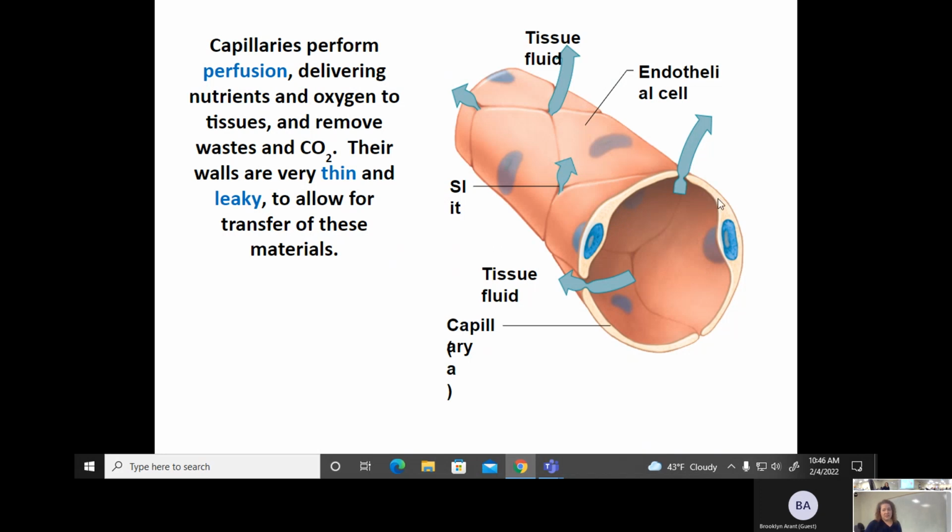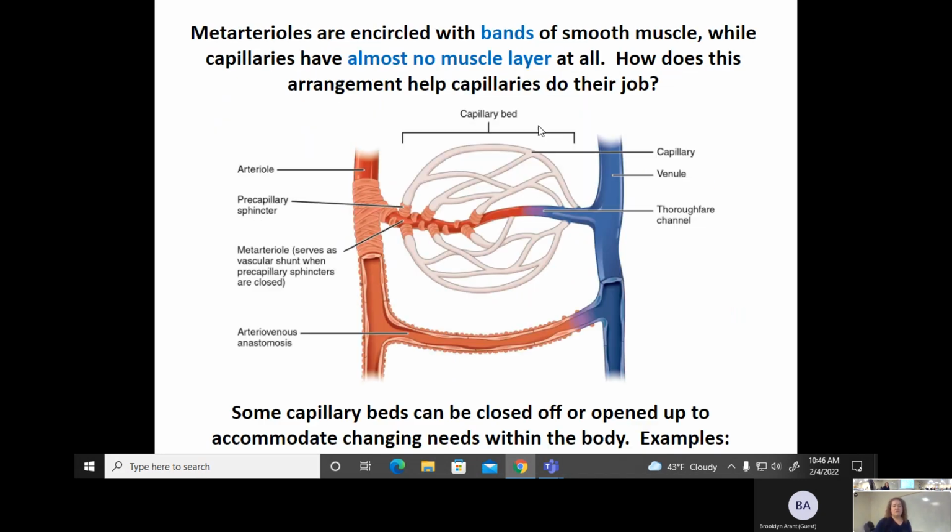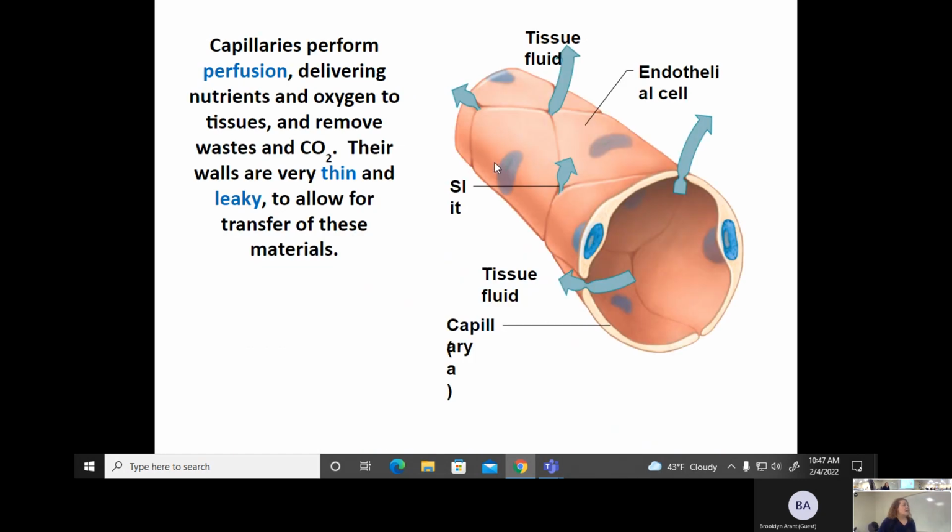Here is the endothelium. It's basically one cell thick. The endothelium is basically the inside and the outside. There's no muscle here. They're very flimsy. If you get to this level, you've got endothelium, a little bit of connective tissue around the outside, but basically no muscle. And that's important for capillaries to do their job.